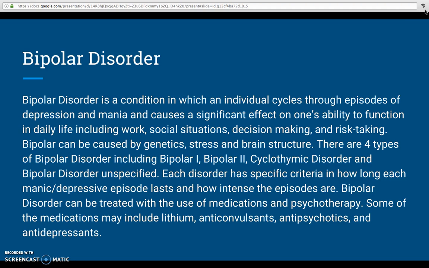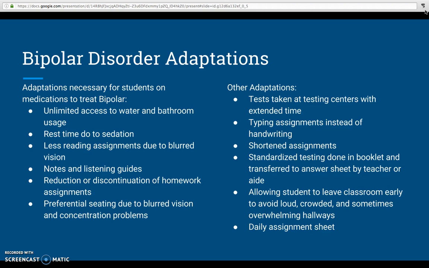There are actually 4 different types of bipolar disorder, and these include bipolar 1, bipolar 2, cyclothymic disorder, and bipolar disorder unspecified. Each of these has different ranges in how long the manic or depressive episode lasts and the intensity of them. Through medications and psychotherapy, these can be treated and help a student out.